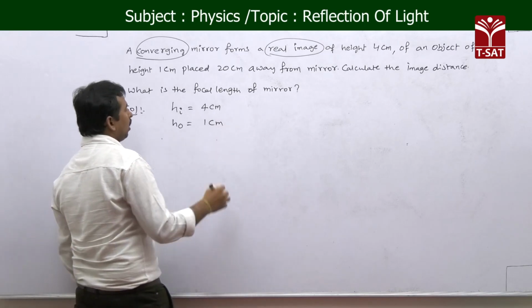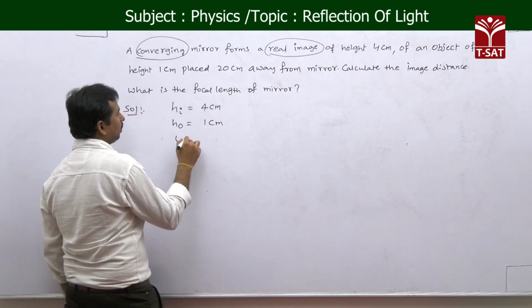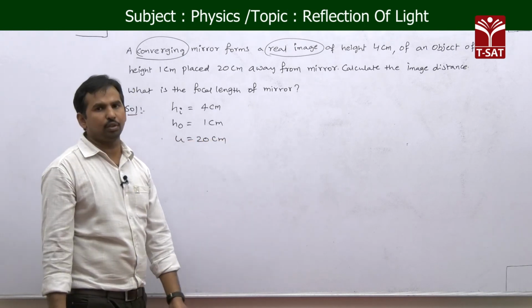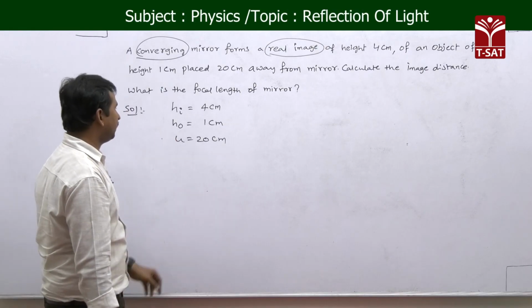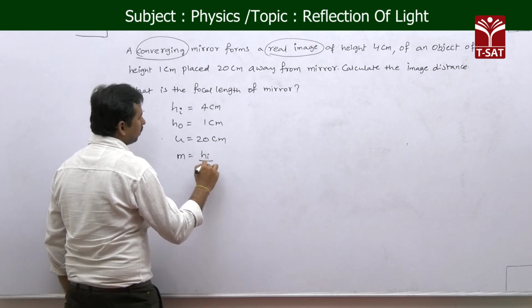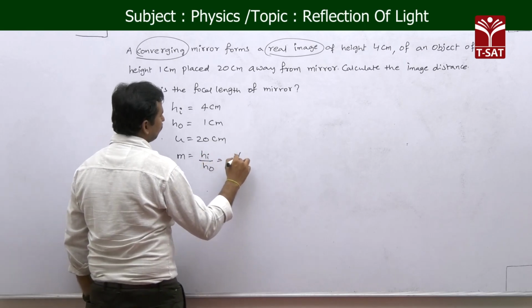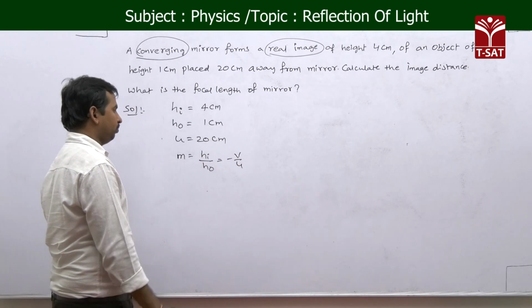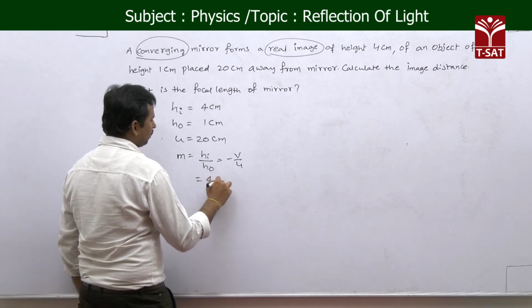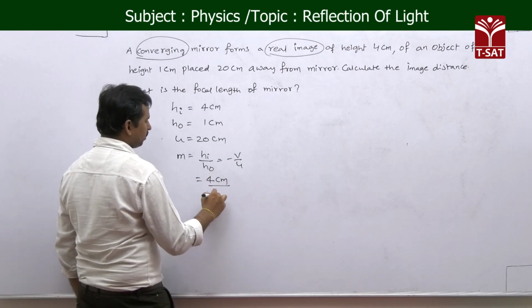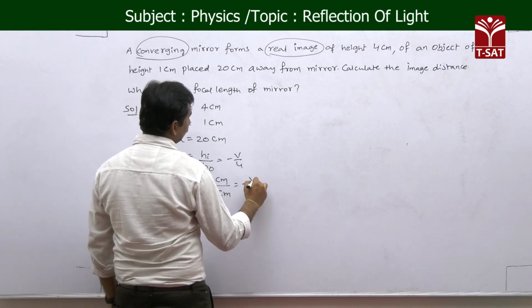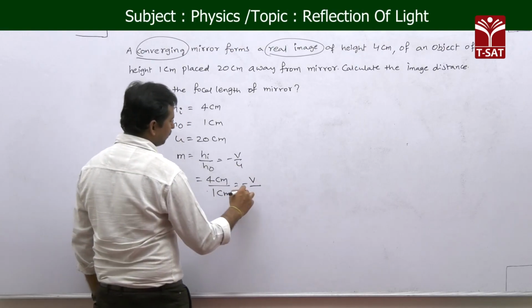Okay, then object distance is also given, which is equal to 20 centimeters, and we don't know anything about the image distance and the focal length. Then how to find that? As we know, magnification factor m is equal to height of the image by height of object, which is equal to minus v by u. Then height of the image is 4 centimeters, and height of object is 1 centimeter, equal to minus v by u, where v we don't know, whereas u value is given as 20 centimeters.